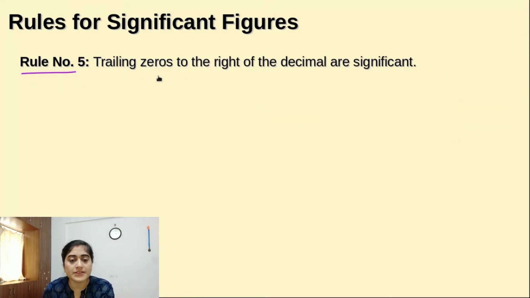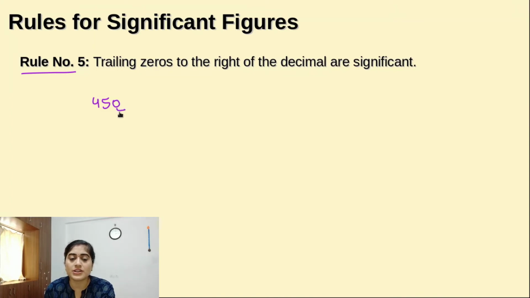Rule number 5 says trailing zeros to the right of the decimal are significant. Just as I told you in the previous rule, 450 has a trailing zero, but it is a whole number with no decimal, so it does not have a significant figure.